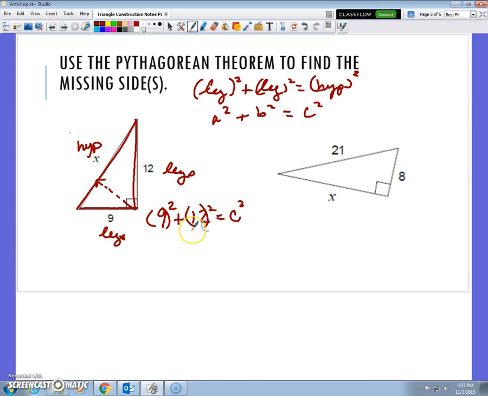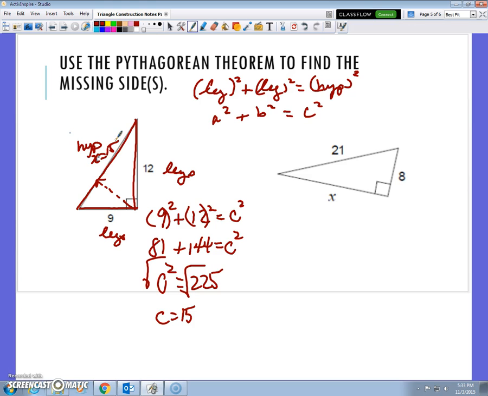I'm going to actually put this in parentheses here out of habit. I'm going to say 81 plus 144 equals c squared. And so c squared equals 225. And to remove the squared, we're going to take the square root of both sides. I'm going to say c equals 15. So therefore, the x value is 15. And since there's no labels, if we were labeling, we would say 15 units.